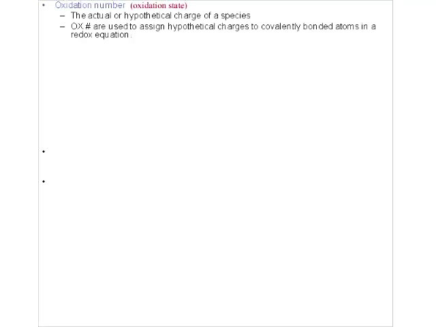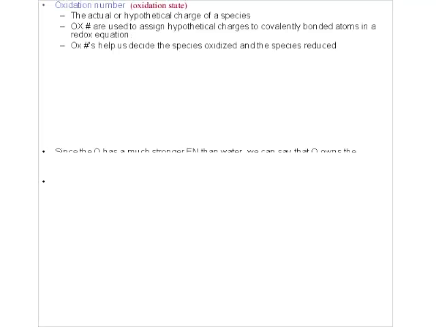Don't think of it as a charge like an ion, like sodium ion. That would have a charge of +1. What we're simply looking at is a state. So let's look at a couple of examples to see if you can pick some sense as to what we're talking about.